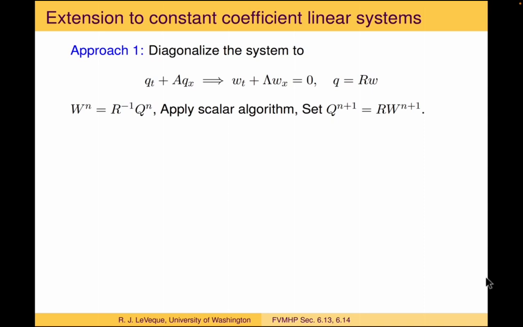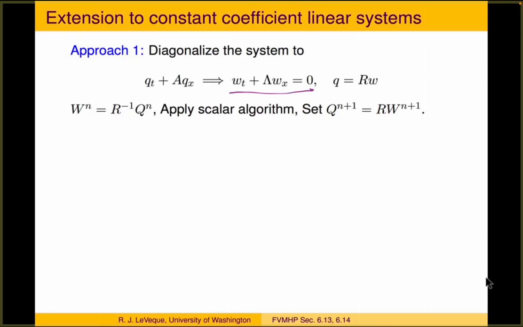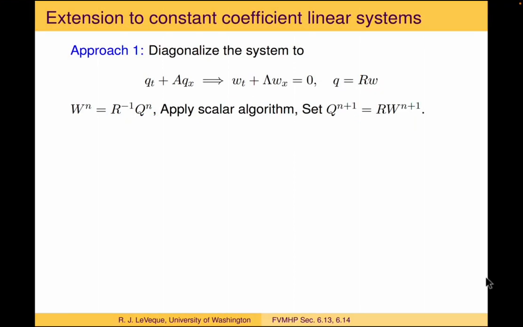Now, if we want to extend this to a system of equations, well, if it's a constant coefficient linear system anyway, it's relatively simple, and there are a couple of different approaches you could use. For a constant coefficient linear system, we could simply diagonalize the system, and that allows us to write it as a decoupled system of linear advection equations, where the eigenvalues lambda on the diagonal of this capital Lambda matrix are the advection velocities for each characteristic variable, and the characteristic variables can be defined in terms of the matrix R of right eigenvectors. So we could diagonalize the system and apply the scalar algorithm to each component separately, solving the equation to whatever time we want, or in each time step we could decompose into characteristic variables, apply a scalar algorithm to each component, and then compute Q^(n+1) by recombining using the eigenvectors.